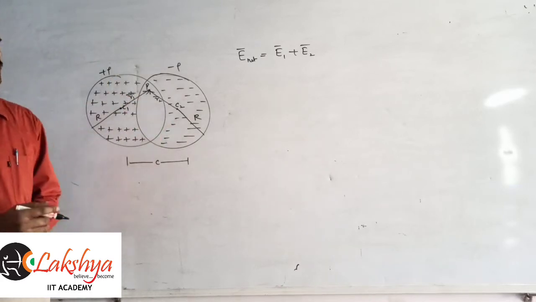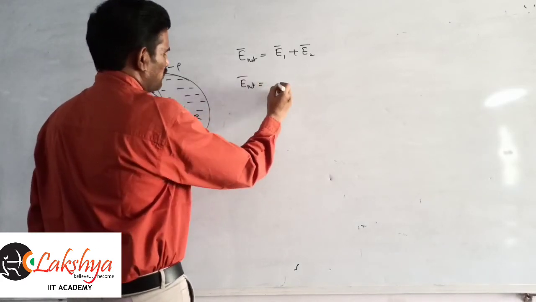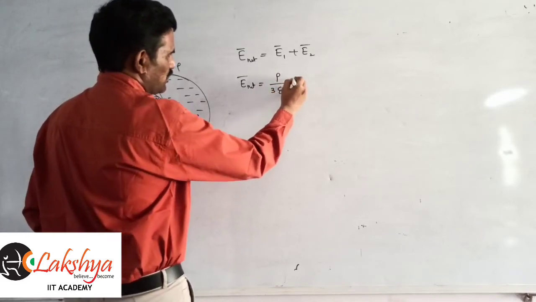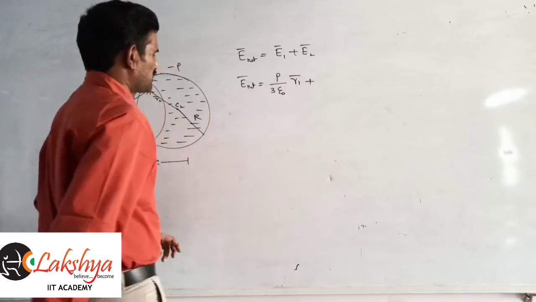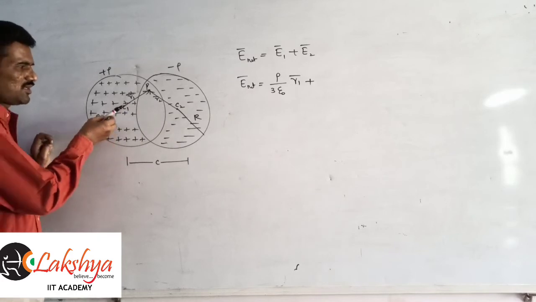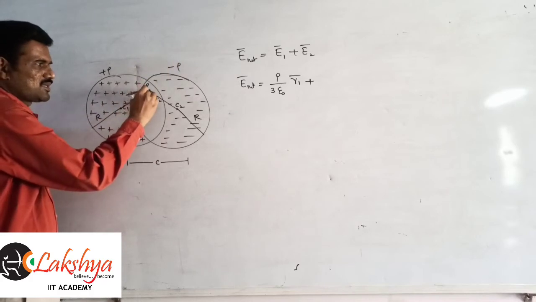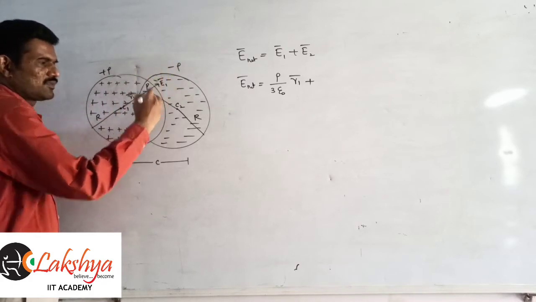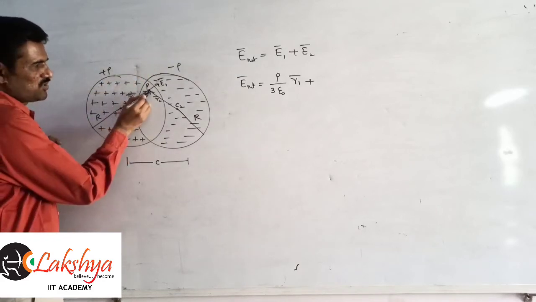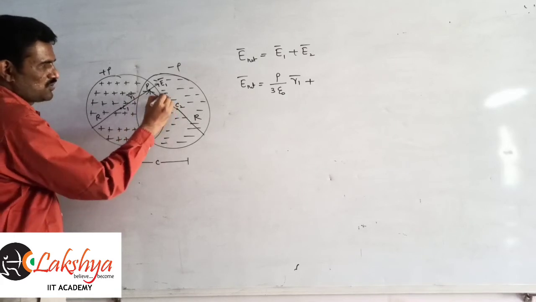And so this net electric field is equal to, again the same formula we can write here, rho by 3 epsilon naught into R1 bar plus, now this is the negative charge density. So negative charge density means, why we are writing, due to this positive charge density, electric field will be along this direction only. Like say I can represent E1 like this. So E1 and R1 bar both are in the same direction. But electric field due to this negative charge density, E2 direction will be like this. So E2 bar will be along this direction here. That means towards the center.